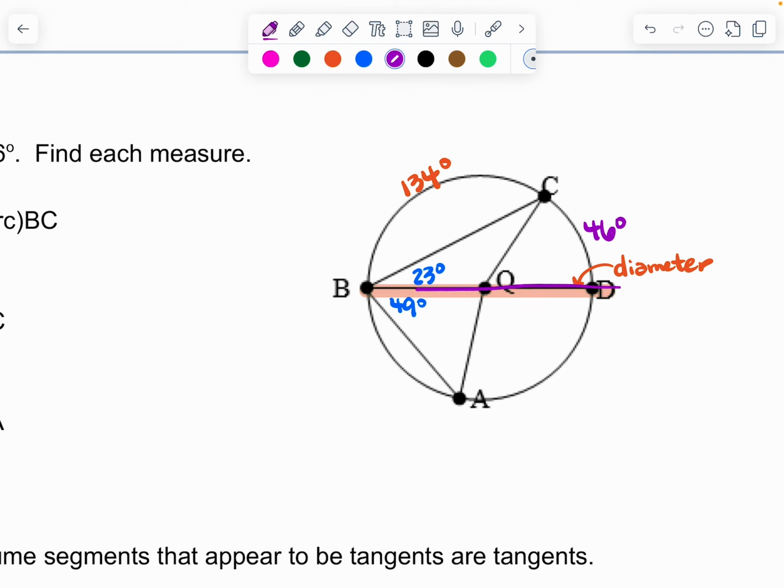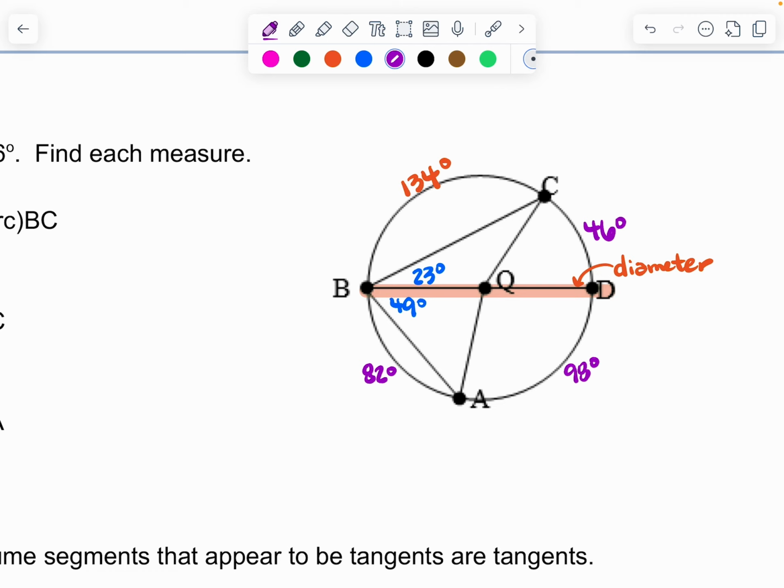Then I also know that because I already found this 49 degree angle, he's intercepting this arc. So I know that that arc is going to be 98. Again, this picture is not very well to scale, but well, it's not bad. Right, and we know that the lower half of the circle is another semicircle underneath that diameter, right? So we can just subtract from 180 to figure out that this arc is 82.